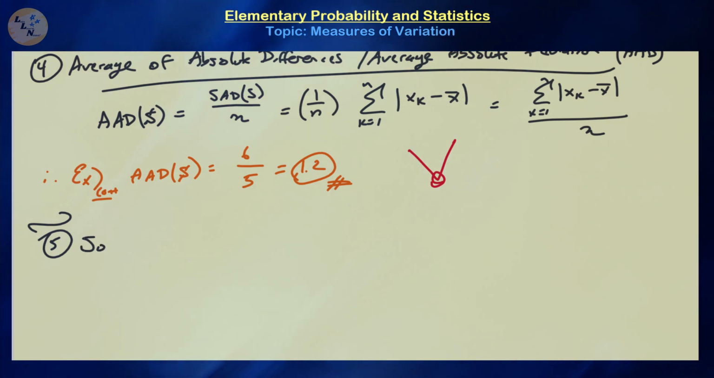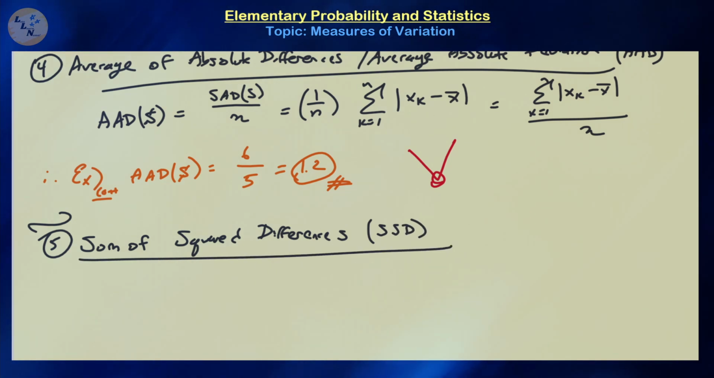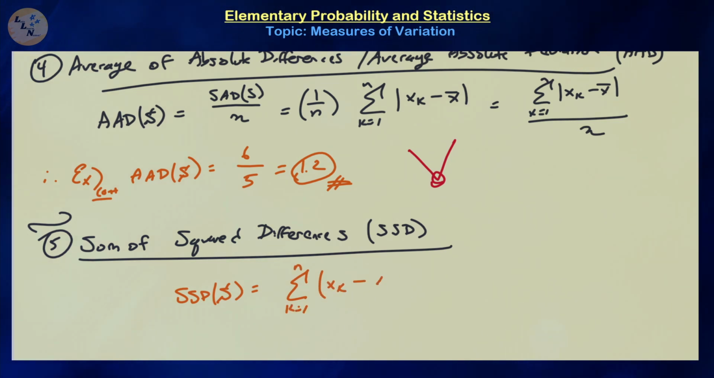So the next measure of variation sort of tries to fix this, and it's called the sum of squared differences, abbreviated SSD. Right? Solid state drive or something like that. So the SSD of our sample set S is defined to be equal to the sum from k equals 1 to n of the quantity xk minus x bar, squared, right?